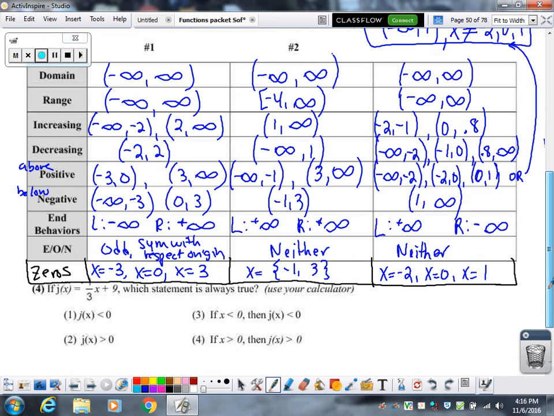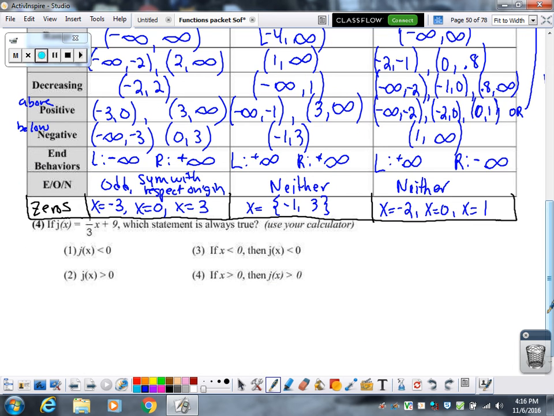All right, let's keep going. Question number 4. If j of x is the line positive 1/3 x plus 9, which statement is always true? And we're not going to use a calculator because we can definitely sketch that on our own. So here we go. Here's a grid. We know that the y-intercept is at 9.